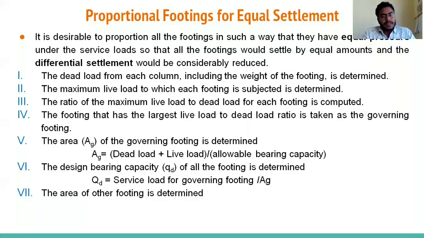So area of the other footing is determined. By keeping the QD for all the footing, now we can calculate the area for the other footing. Other footing means except the governing footing. So we can calculate area from the service load for that footing. AG is the cross-section area for the governing footing. A is the cross-section area for the other footing except the governing footing, right?